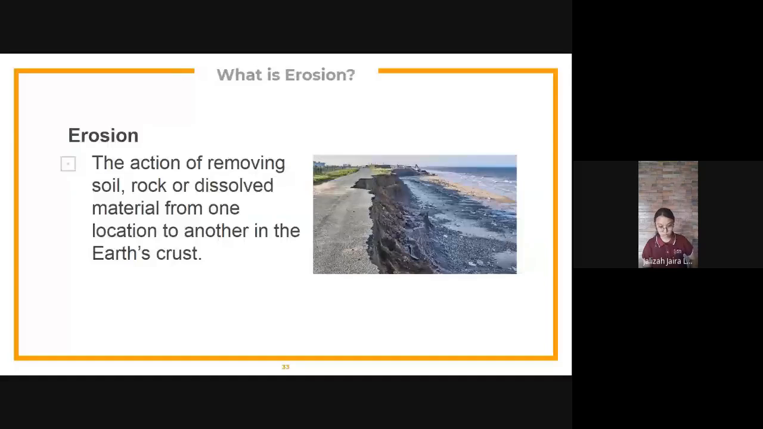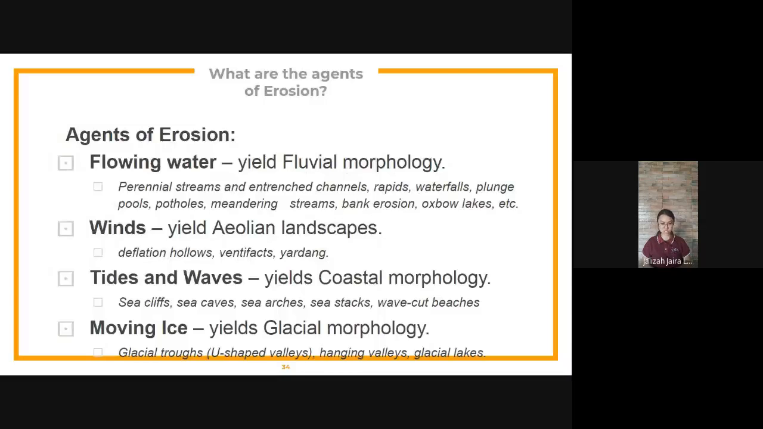So the second part here is erosion. This will be really quick. So when we talk about erosion, if weathering is just breaking it down, erosion is all about moving that broken down rock to different locations via different agents, of course. So these are just different agents. We have flowing water and they yield fluvial morphology.